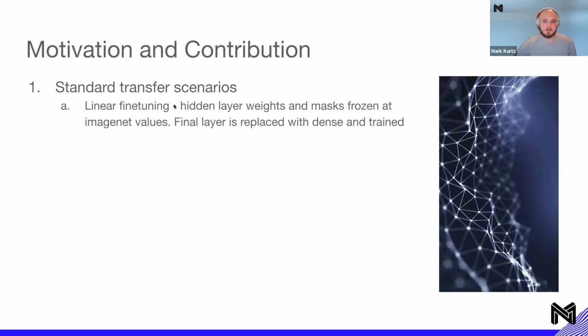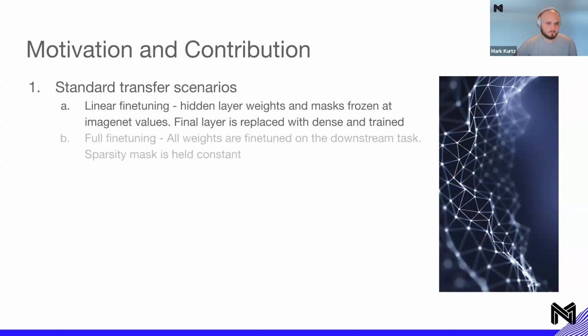We have linear fine tuning, which is where we take the hidden layer weights and mask frozen at ImageNet values, and we're going to replace the final layer with a dense one and train it. So we're taking the entire network, ResNet50, for example, freezing all of the weights in there and only training the last classification layer. This is what we consider to be linear fine tuning, because since we're only training that last fully connected layer, it ends up being a linear training process rather than a nonlinear one as when we're training the entire network.